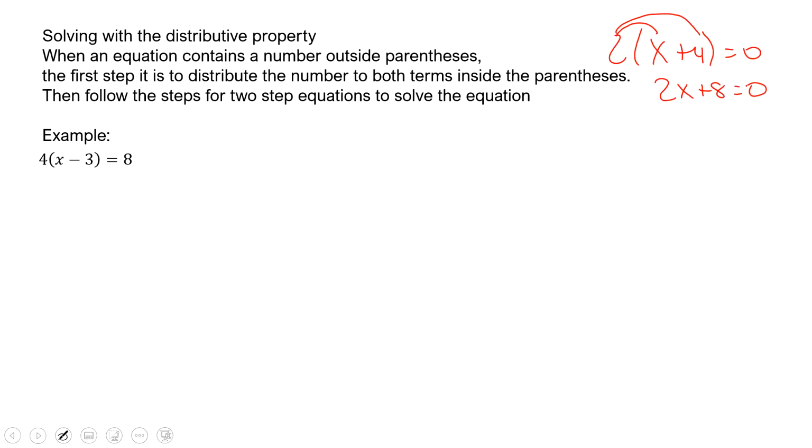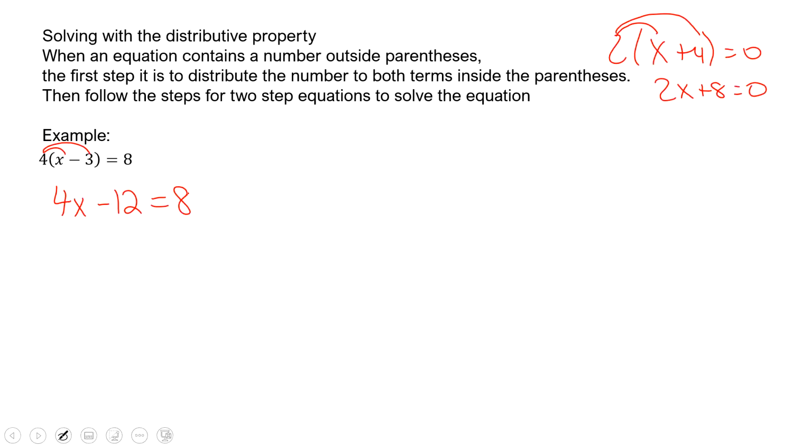So our example here, we have 4 times (x minus 3) equals 8. Like I said, our first step is to distribute the 4 through the parentheses. So we multiply everything inside the parentheses by 4. Remember your signs. So we end up with 4x, 4 times negative 3 is negative 12, and that's all still going to equal 8. We don't have to multiply the 8 by the 4. We're only multiplying what's inside the parentheses by 4.